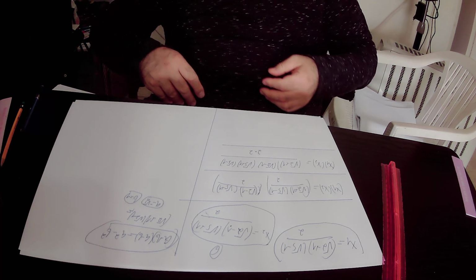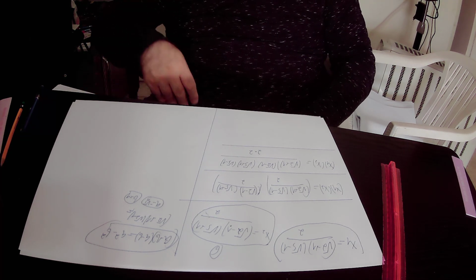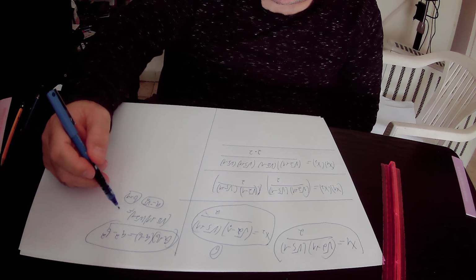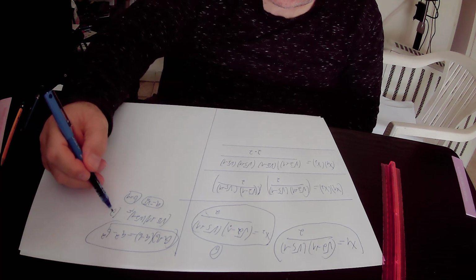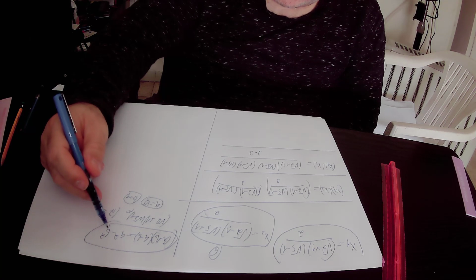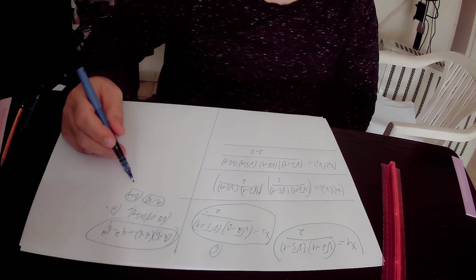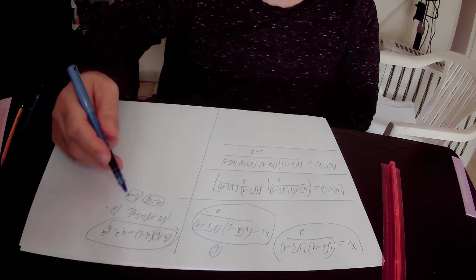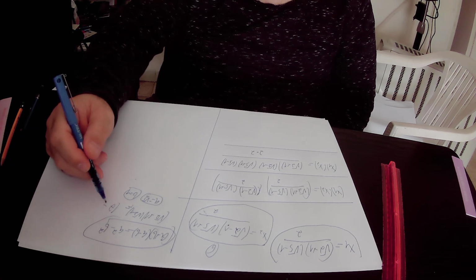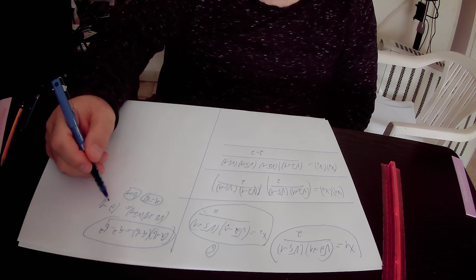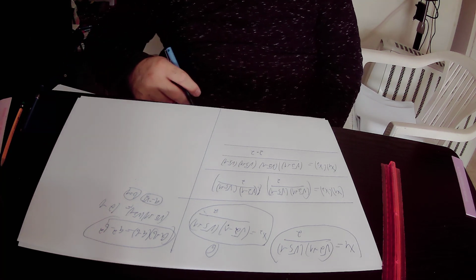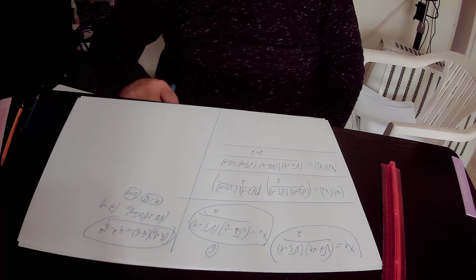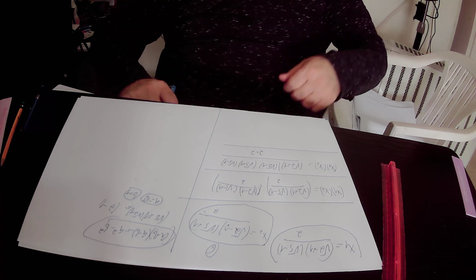A is square root of 2. A squared is square root of 2 squared. Square root of 2 squared is 2, minus b squared. B is 1. B squared is 1 squared. 1 squared is 1. So minus b squared is minus 1. So in conclusion, we found out that square root of 2 plus 1 times square root of 2 minus 1 equals 2 minus 1.